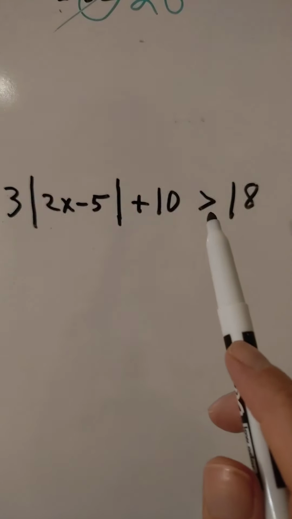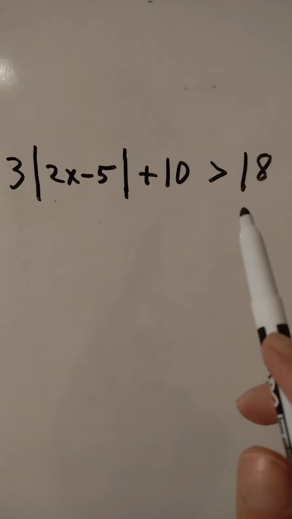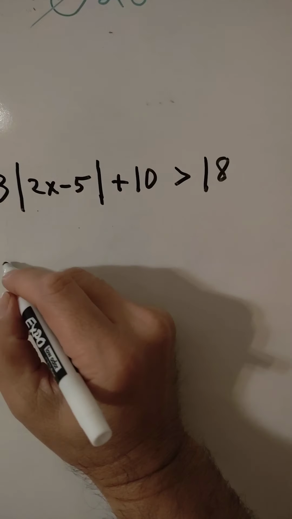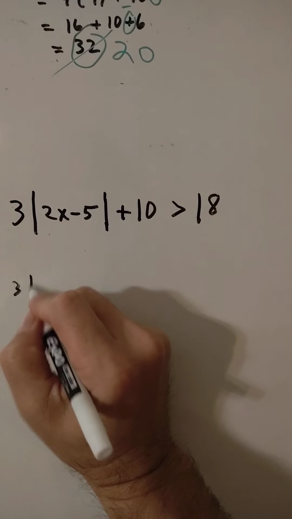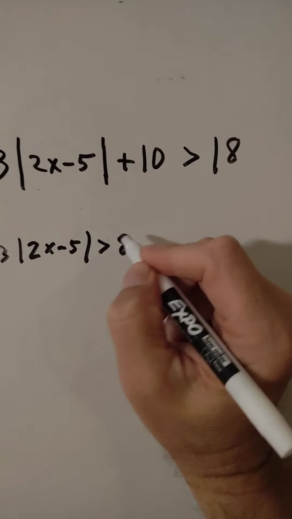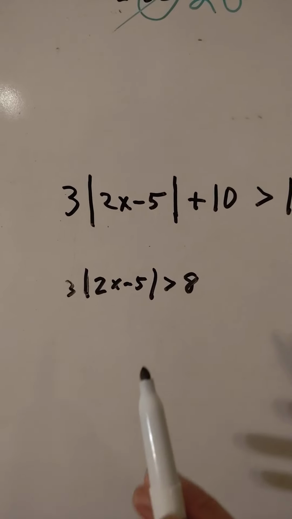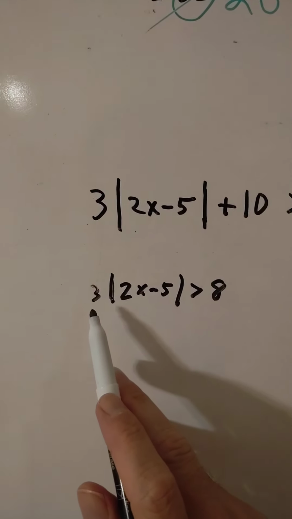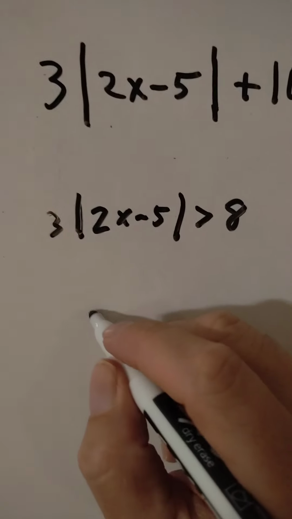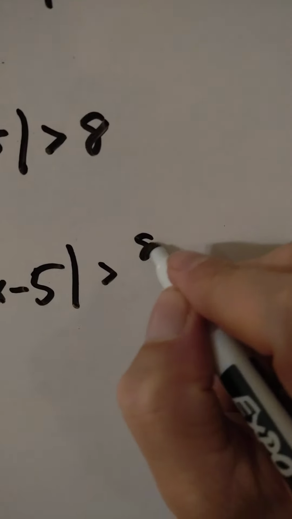Inequalities are very similar to equations or equal signs. I'm going to use the subtraction principle of equality. So that works with inequalities as well as with equal signs, equations. So subtracting 10 from both sides, I get this. 3 times the absolute value of 2x minus 5 is greater than 8. So I've got that. Now, it's still not bare bones. I got to get rid of that 3. So let's divide both sides by 3 next. The division principle of equality. So that gives me this. The absolute value of 2x minus 5 is greater than 8/3.